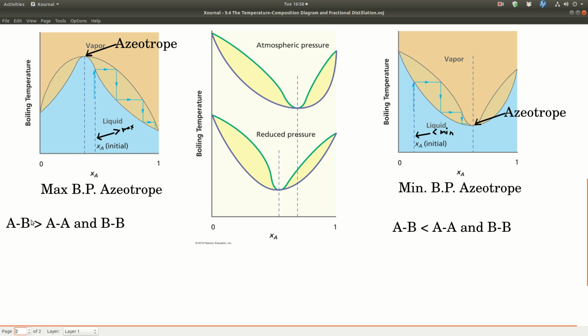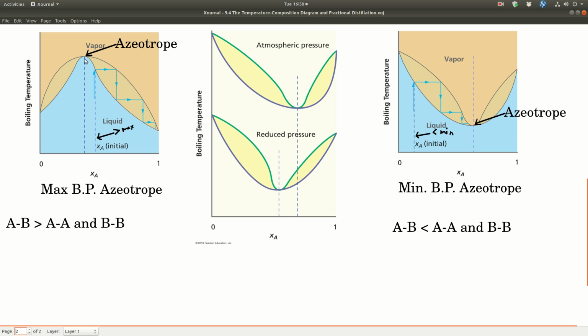And so that's what happens if we have stronger intermolecular forces between the solute and solvent than between the solute and solute, or solvent and solvent. And that makes sense, because if the intermolecular forces between the solute and the solvent are stronger, that's going to make it harder to create a vapor, and it's going to increase the boiling point. And so what we do here is we start out with a mole fraction of one of the components greater than the composition at which the boiling point is the maximum.